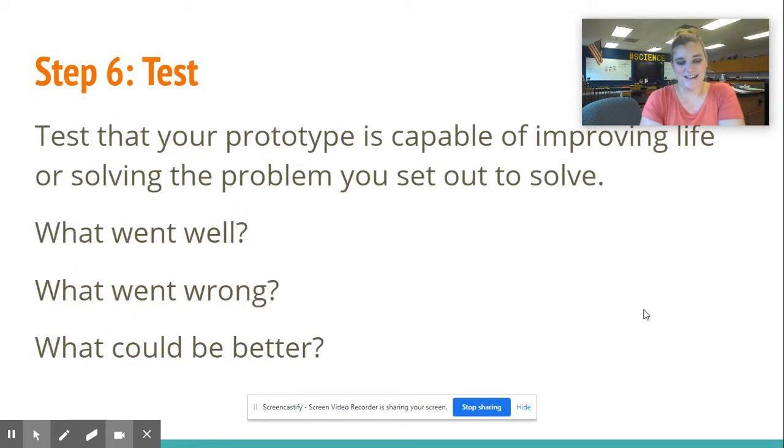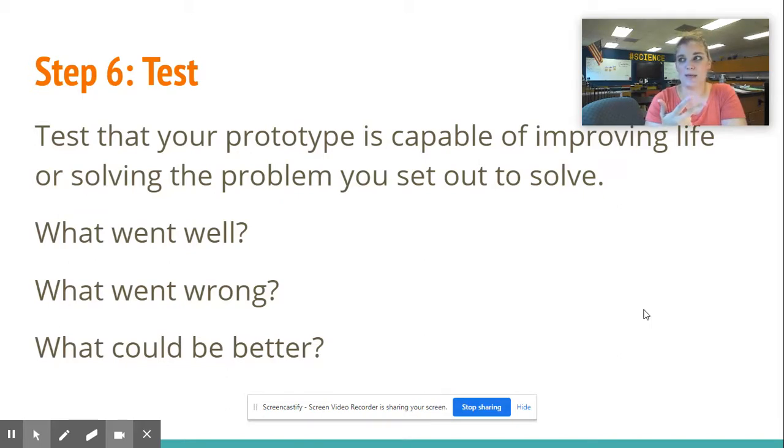Then the fun part is testing it. So you're going to test that your prototype is actually capable of improving life. So it's actually fulfilling some of the needs that you were trying to solve in the first place. And you want to track things of what went well, what went wrong, and what could be better.